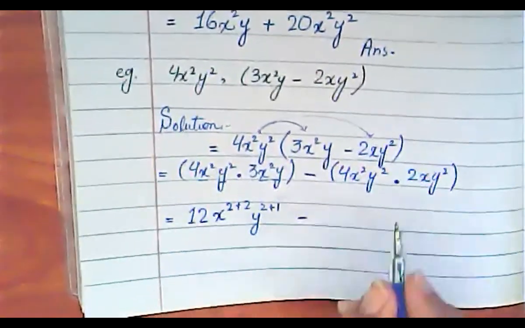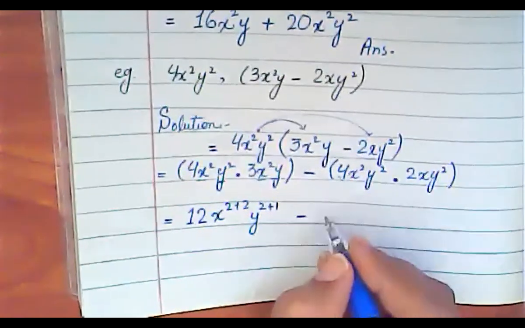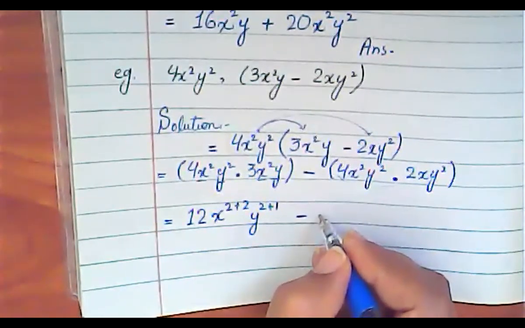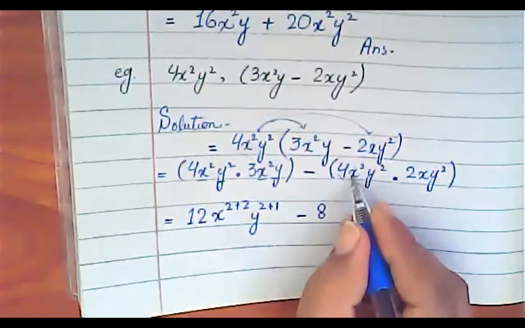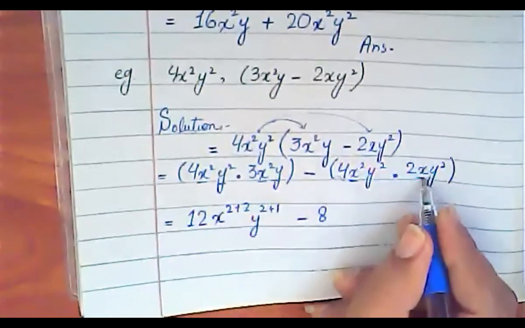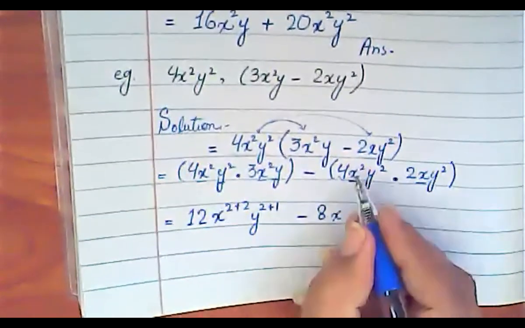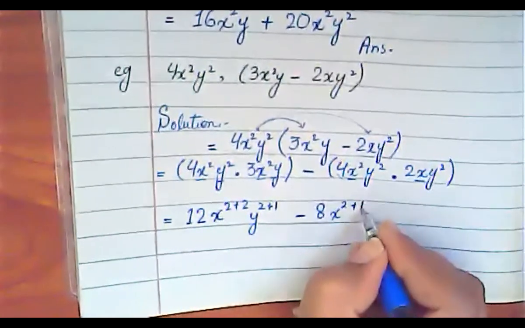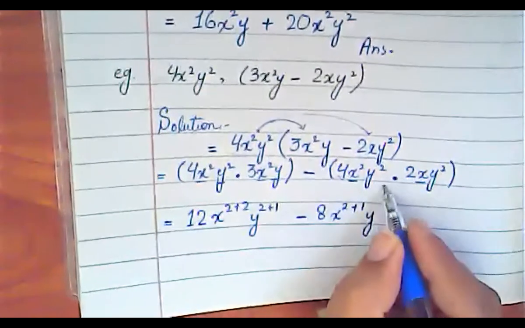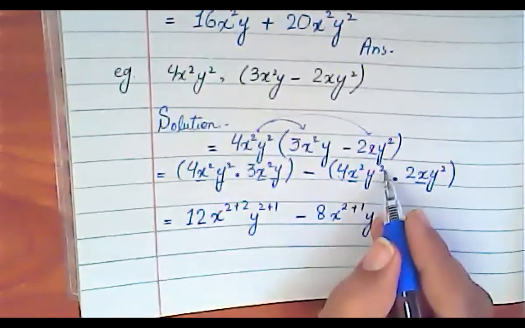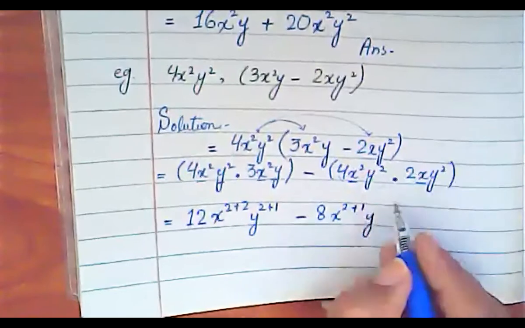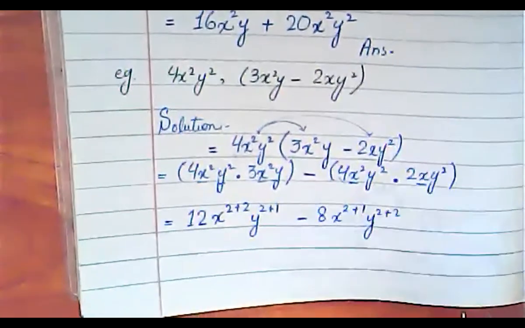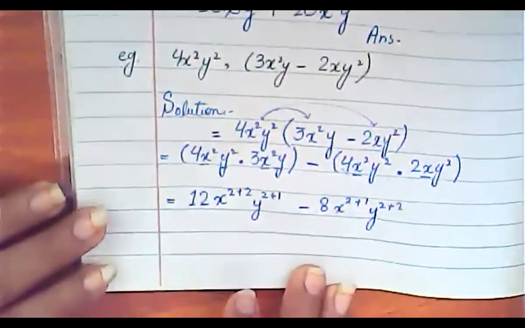Sign of subtraction here. 4 multiplied by 2 is what? 4 multiplied by 2 is 8. Again same variable x square and x, so you will write here x, power here is 2 plus 1, then y, variables, same variables, so power will be added, 2 and 2. So you will write here 2 plus 2. So in the last step, you will simply add their power.